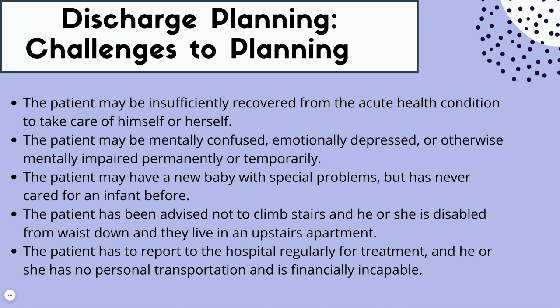They may be mentally confused, emotionally depressed, or impaired. And this might be permanently or temporarily. Maybe there was an accident, maybe there was a stroke, maybe there's a change in cognitive functioning. This all needs to be taken into account when discharge planning. What supports does that client need? And remember, we're thinking biopsychosocial approach. How can we as the social worker make sure that their mental needs are met, their emotional needs are met, their physical needs are met as well?